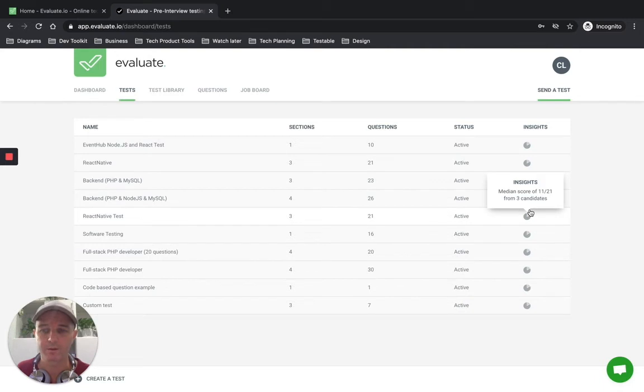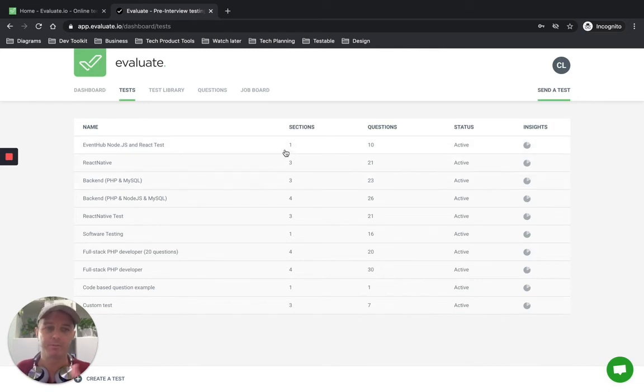We use this one quite a lot because if you see a median score that's too low, it means that this test is probably a bit too challenging, and we've got to look into it and make it a little bit easier, or look at how the questions are worded. Maybe the questions are a little bit confusing. It's also important to make sure that there are enough candidates, because the more candidates that have done that test, the more confidence you have that the insights are valid.